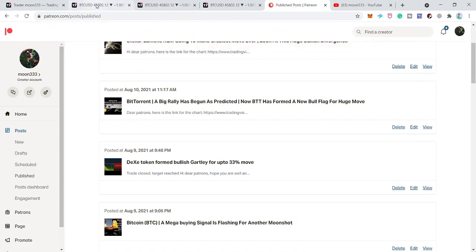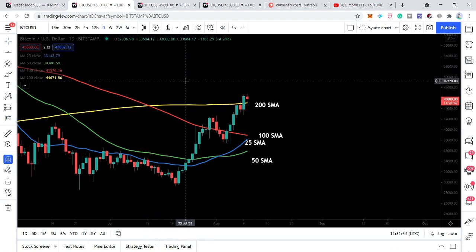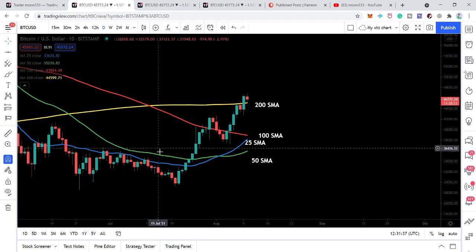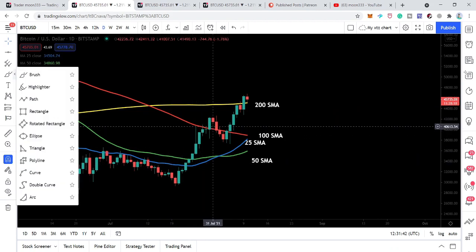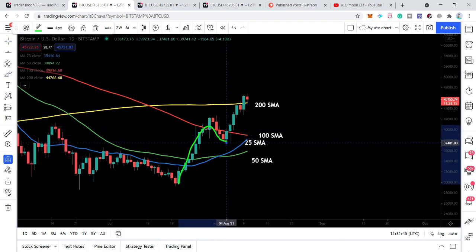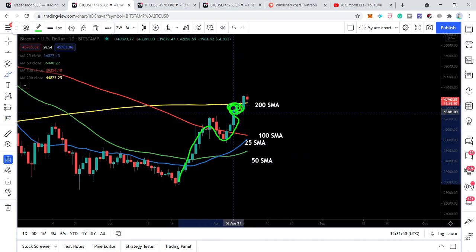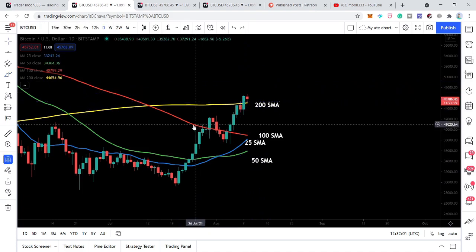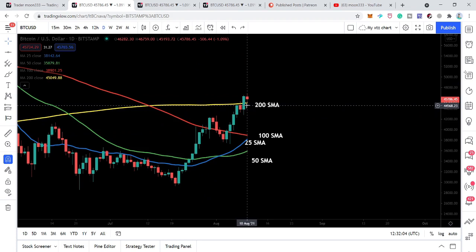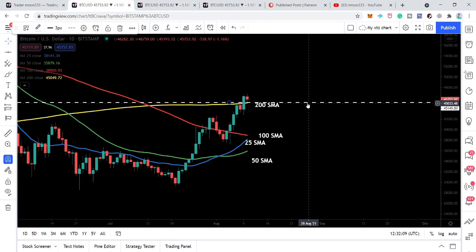Now, first of all, let me just show you this daily time frame chart. Previously we saw that the price action first broke out of this 100 simple moving average, retested it and moved up. The price line was previously likely to be rejected by this 200 simple moving average, and now finally it has broken out, and we can see that the price line is likely to retest the 200 simple moving average. At this time, the 200 SMA is at $45,049.